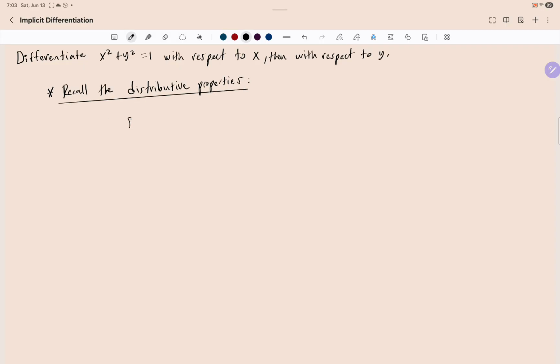If I have a function f plus g, then the derivative of this is going to be f prime plus g prime. But recall that f prime of x is the same thing as, let's say, df dx. This is another notation for derivatives, and for implicit differentiation we like to choose this notation.